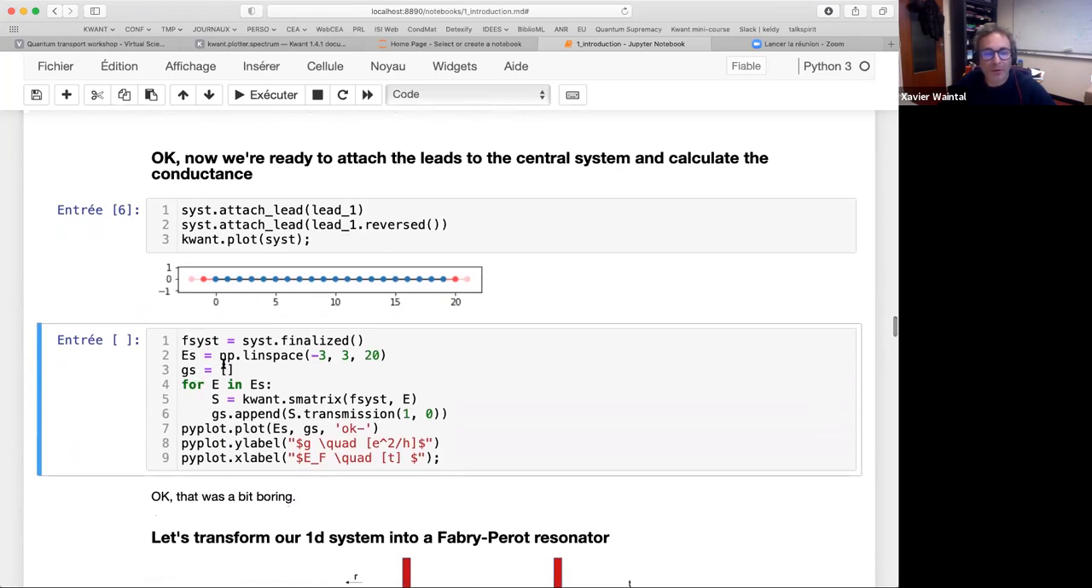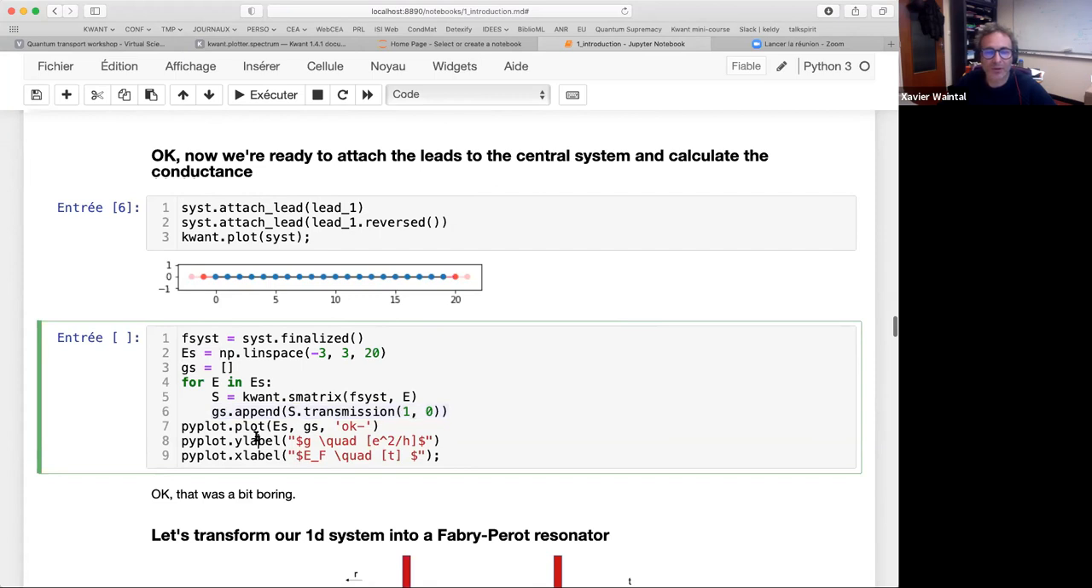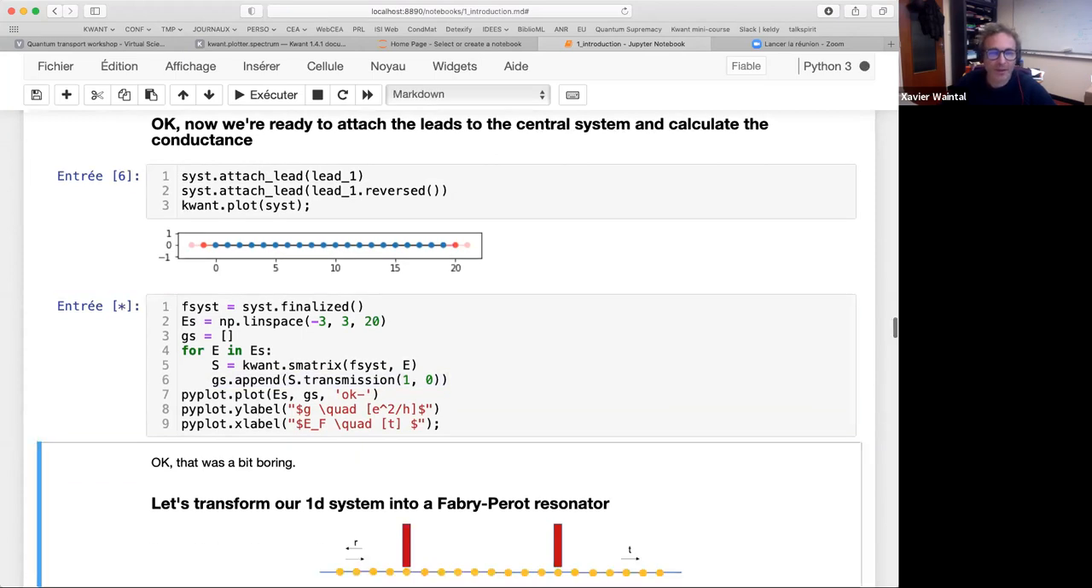So I'm almost done. Now I need to do a real calculation. I will create a bunch of energies, and then I will loop over these energies, calculate the scattering matrix, and take the corresponding transmission between 0 and 1, which means first lead and second lead, to this list of conductances, and then plot the result. So let me do that.